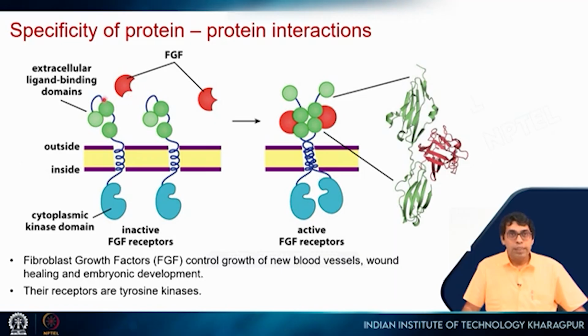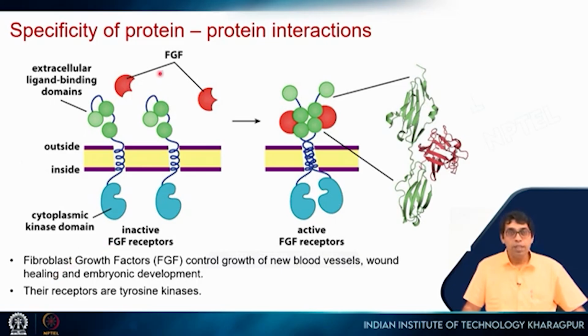They bind to proteins which are called receptors. These are transmembrane proteins. You can see that this is the cell membrane. There is a domain which is extracellular, so this is outside the cell, and there is a domain which is intracellular, in the cytoplasm of the cell, and this is the transmembrane domain which goes through the membrane. The outside one binds to this protein, and the inside one is a kinase. It is a tyrosine kinase, so it will phosphorylate tyrosine residues of its substrate proteins.